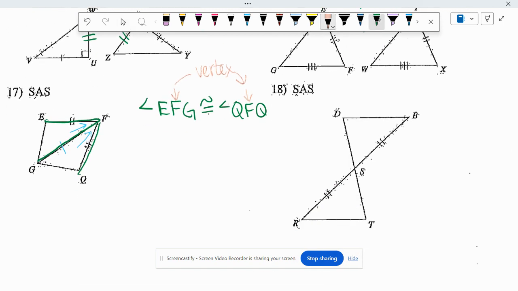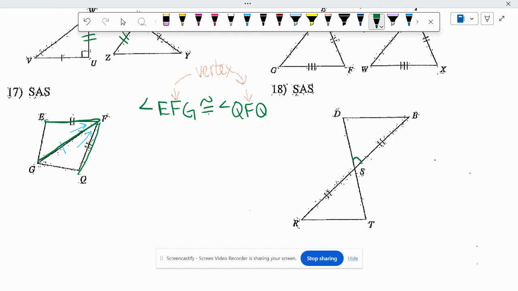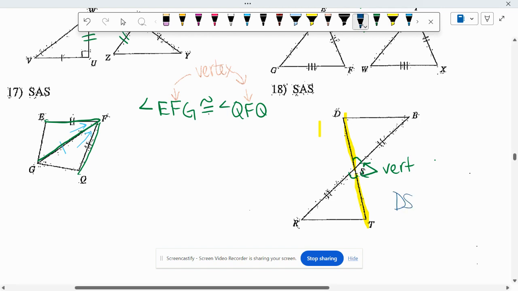Last one, number 18. What are we missing to use side angle side? We're missing an angle. Well, we know that these angles are congruent by what? Vertical. Yep, these are vertical. So we're not missing an angle. What are we missing? It's got to be the side, the angle has to be in between the two sides. DS and TS. Segment DS has to be congruent to segment TS. Okay.